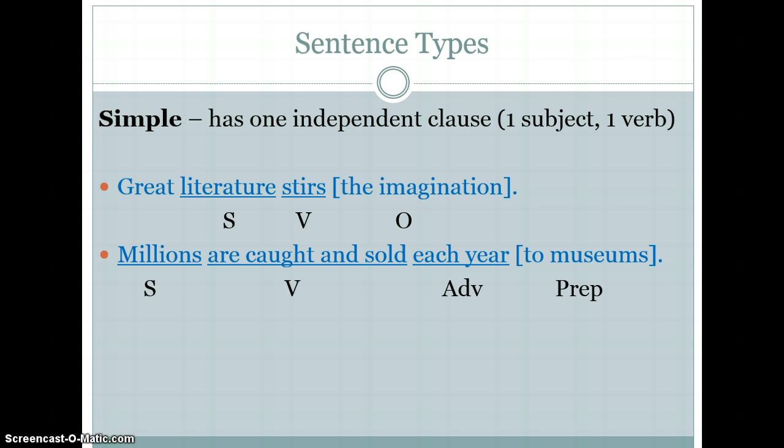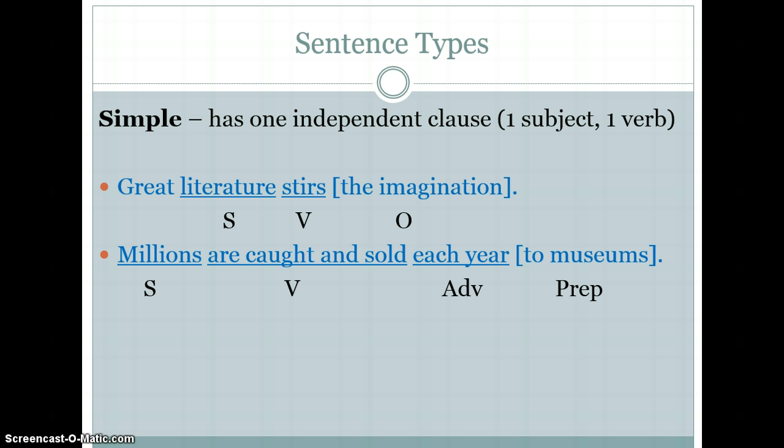So, first type of sentence, simple sentence. It has one independent clause. That means it has one subject, it has one verb. Here's two examples. The subjects and verbs are underlined. You see the S and the V. Literature stirs. Millions are caught and sold.